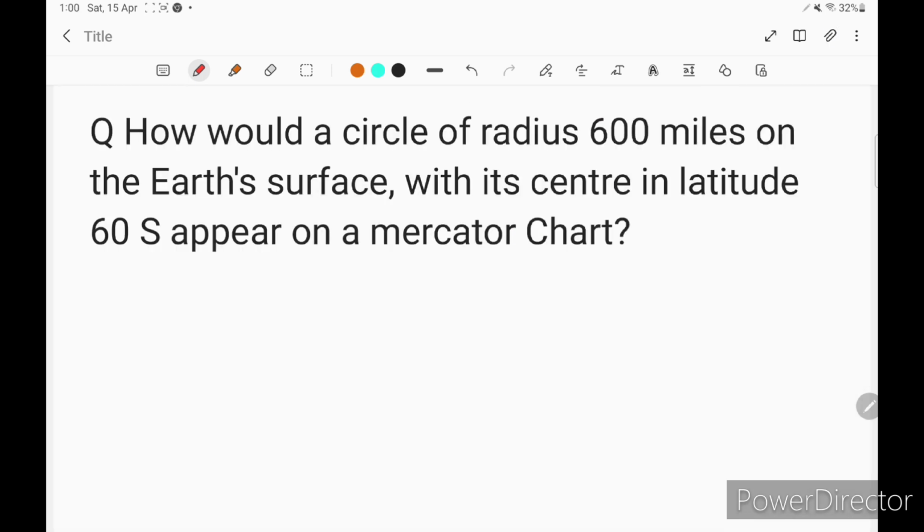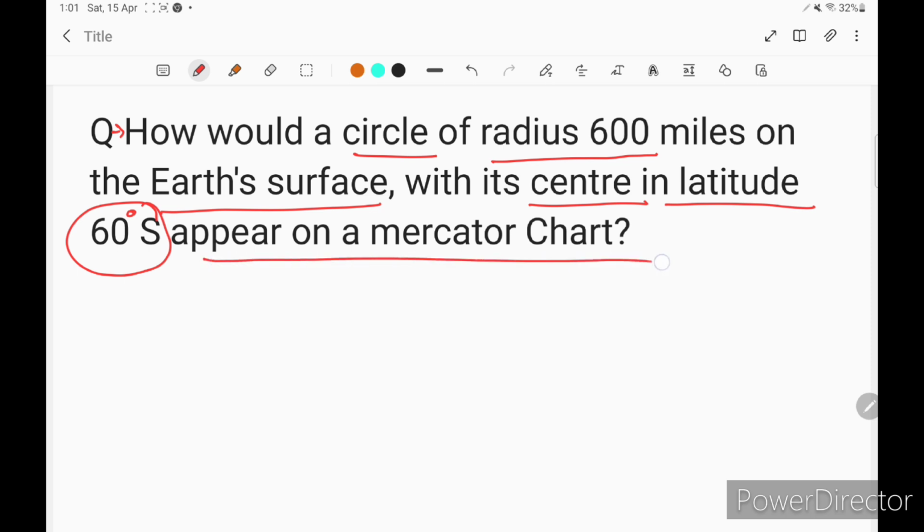Okay, so let's move to the next question. How would a circle of radius 600 miles on the Earth's surface, with its center in latitude 60 degrees south, appear on a Mercator chart? This is also repeated many times in MMD exams and it is very simple. So let's see how we'll solve this question.